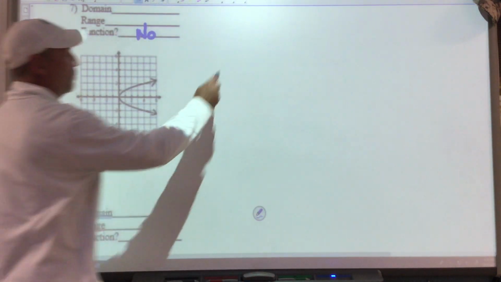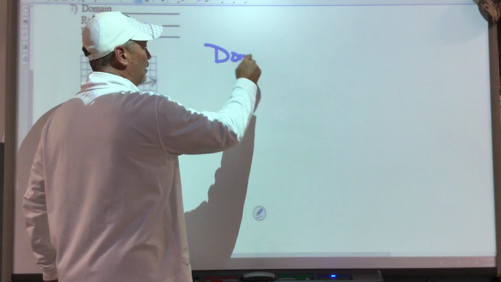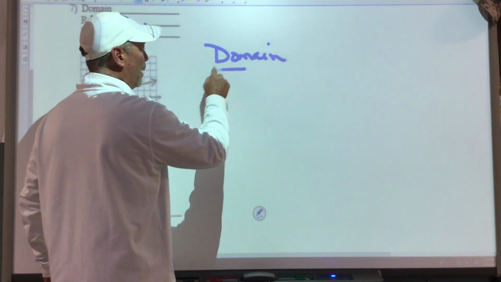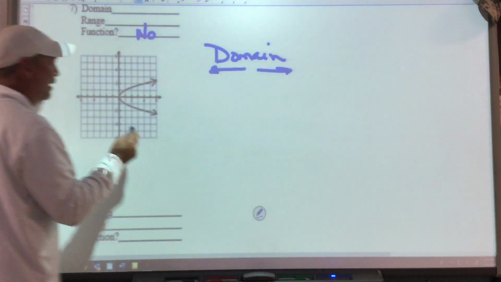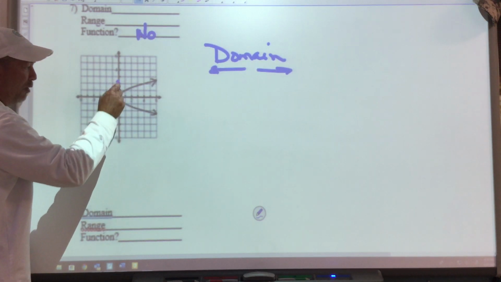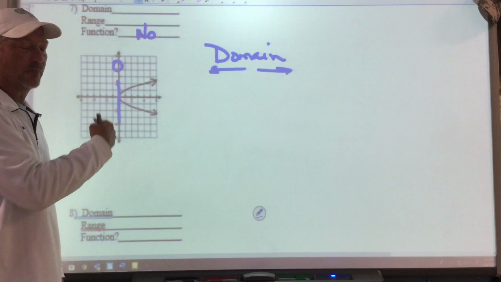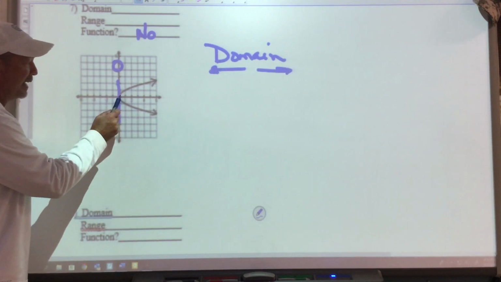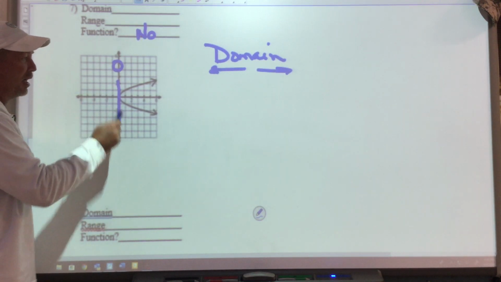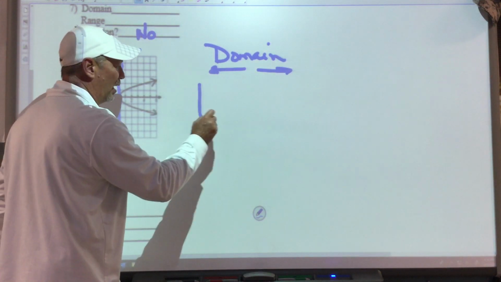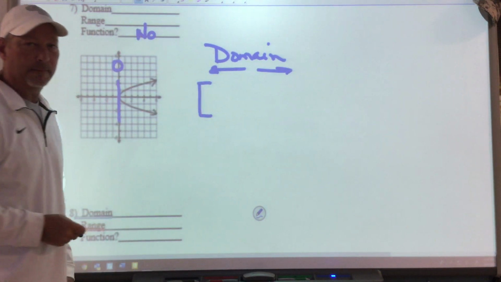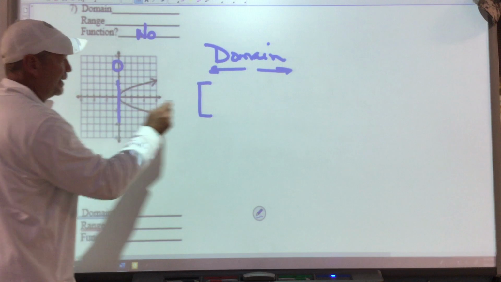All right, so we're going to talk about our domain. Domain is going left and right. The furthest left I go, I am right here at 0. I do not go any further left. And I do make contact with that line. So since I touch that line, I get to call it a hard bracket. And I make contact at 0.